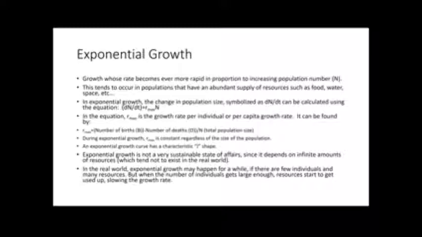We're going to start by discussing exponential growth. Exponential growth is growth whose rate becomes ever more rapid in proportion to an increasing population number. During this whole discussion, we're going to use the letter N to indicate the population size or the population number. This kind of growth tends to occur in populations that have plenty of resources. They have an abundant supply of food, water, space, nesting areas, and so on.